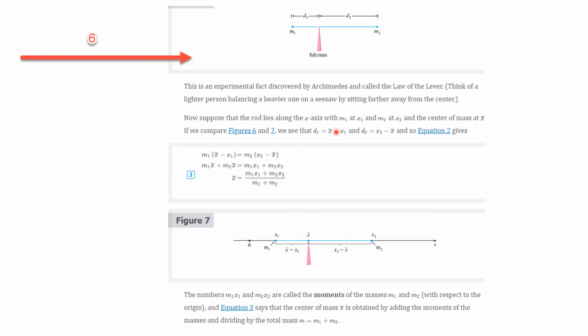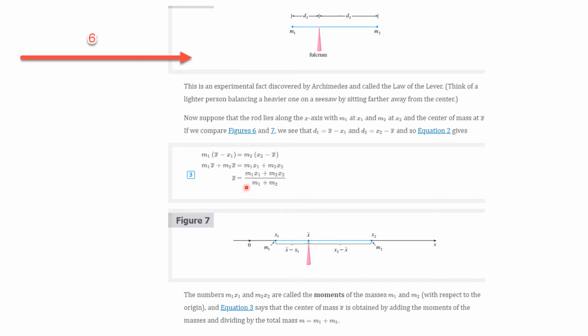Now suppose the rod lies along the x-axis with m1 at x1 and m2 at x2, and the center of mass is at x bar. That's where the fulcrum has to be placed to have balance. So this lever arm from here to here has to be the same as this lever arm. If I set those two equal, I find a formula for the center of mass: x bar is the weighted average, the moments of the masses divided by the mass.